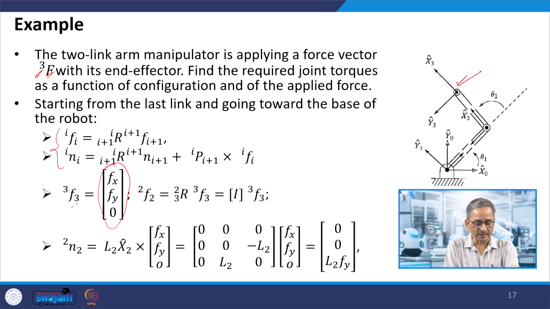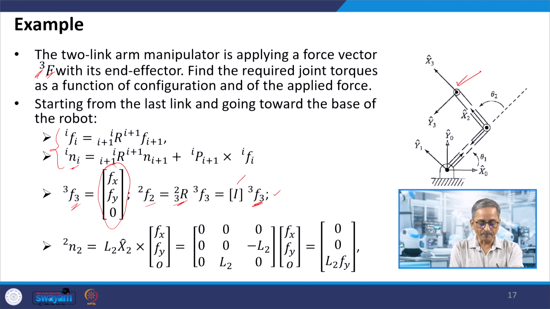Okay, so this F33 is given to me. F22 I can evaluate, F33 into R322, since frames 2 and 3 are on the same link. So, we have the unit matrix I here. So, this is okay. This F22 is going to be equal to F33. Then I can evaluate by putting i equal to 2 over here, I get N22.